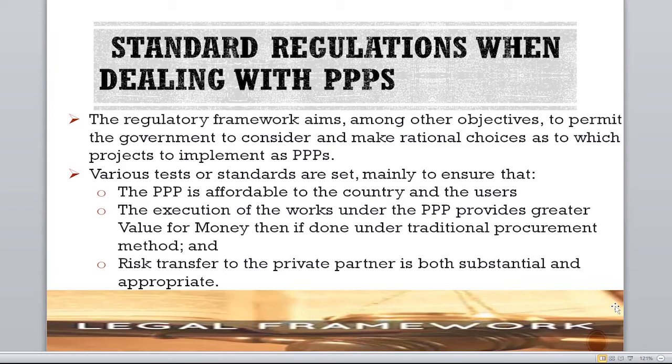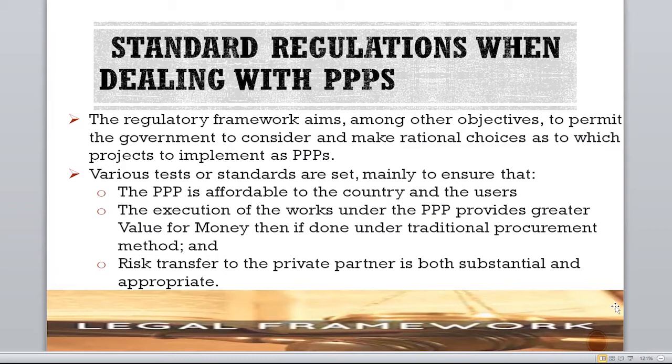Now, various regulatory frameworks aim, among other objectives, to permit government to consider and make rational choices as to which projects to implement as PPP. Even the government's economic development plan might state that the government is focusing on maybe a five-point development agenda: education, women empowerment, this and that. And sometimes they subject it to the kind of PPPs they will consider. So they will not come and be considering military costs when their economic agenda is saying this. I'm just hypothesizing. It's not like they will not do it. A budget should touch on every aspect of the economy, but you will see where the focus of the government is reflected in their budgetary provisions as it aligns to the economic plan they are working towards.